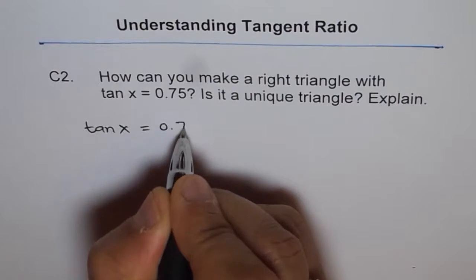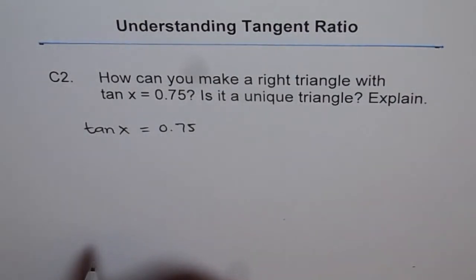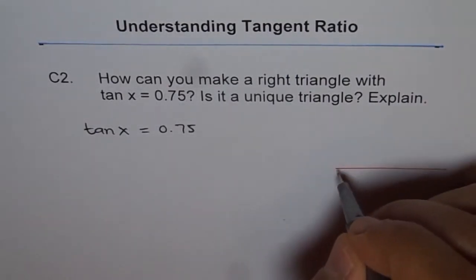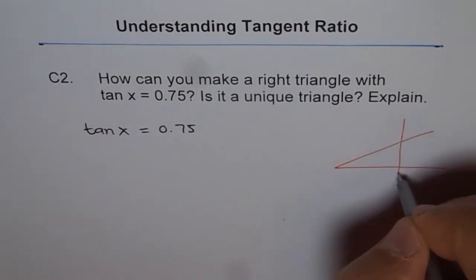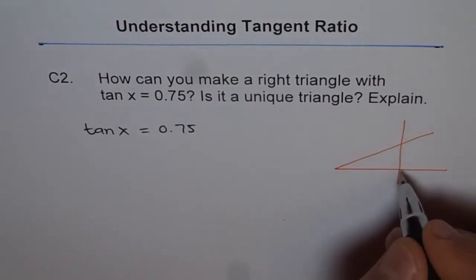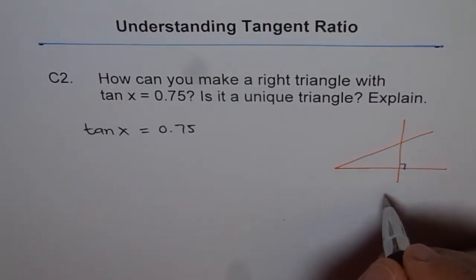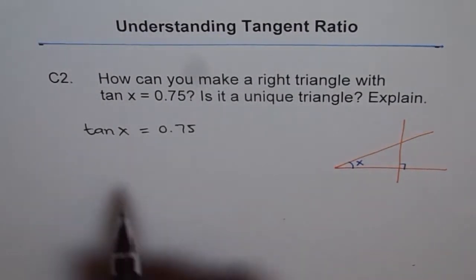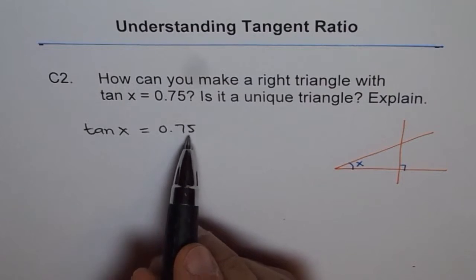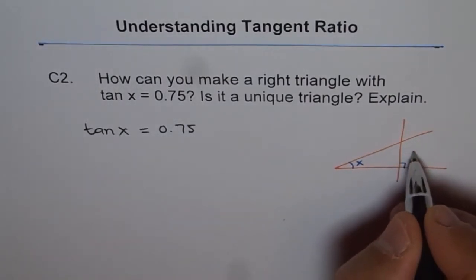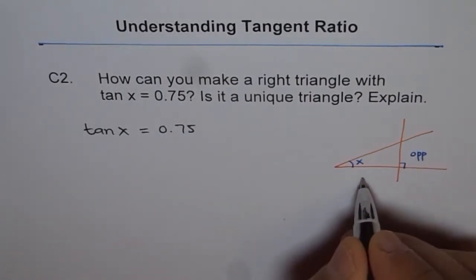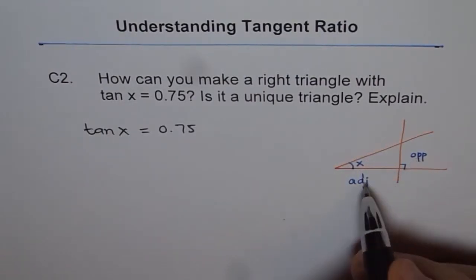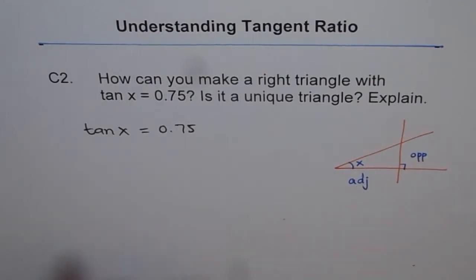equals 0.75, what we're trying to say is that in a right triangle, so let me make a right triangle here. This is my triangle, right? So in a right triangle, any right triangle for that matter, this angle is 90 degrees. Then this is our angle x. Tan x equals 0.75 means that the ratio of the opposite side, and this is the adjacent side, ADJ, adjacent side. So the ratio of opposite side to adjacent side is 0.75.